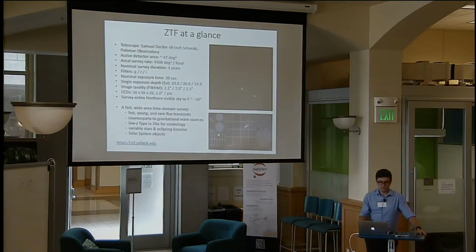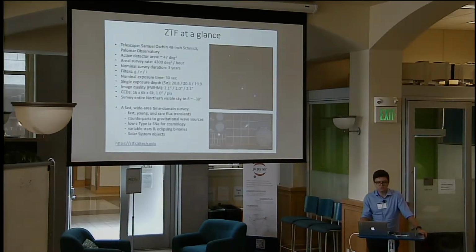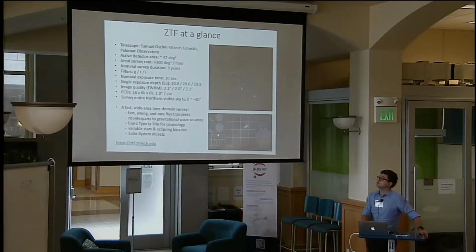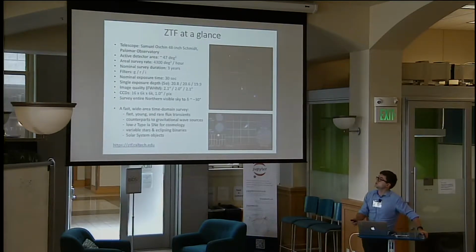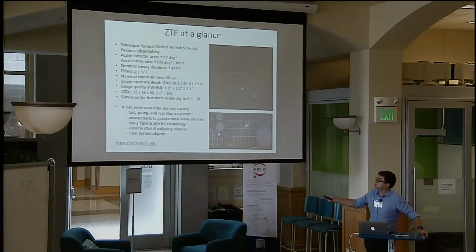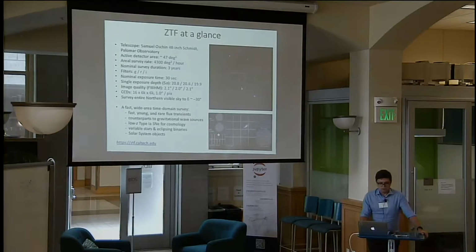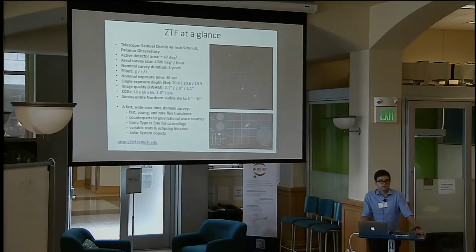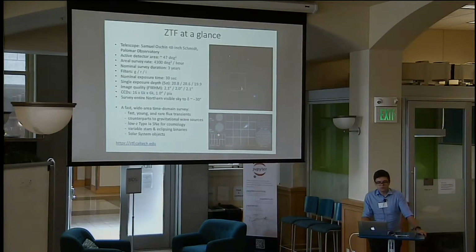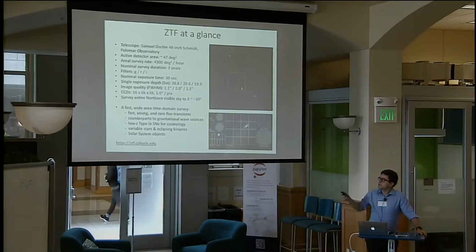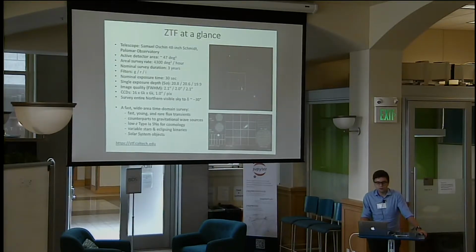We're at the 48-inch Schmidt telescope at Palomar. We have a huge camera with a huge field of view, 47 square degrees. So this is our field of view. For comparison, this is LSST. We're capable of imaging the entire northern sky in one night and in a filter, and we get down to these depths, 5 sigma depths, with the nominal 30-second exposures.